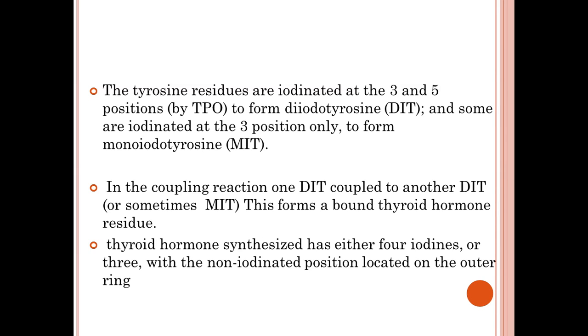After that, we have a coupling reaction in which either the molecule diiodotyrosine (DIT) is bound to another DIT diiodotyrosine, and we will have a molecule that contains 4 iodine. This is called T4 or thyroxine. Or diiodotyrosine is bound to monoiodotyrosine, and the result will be a molecule that contains 3 iodine. This is the T3.